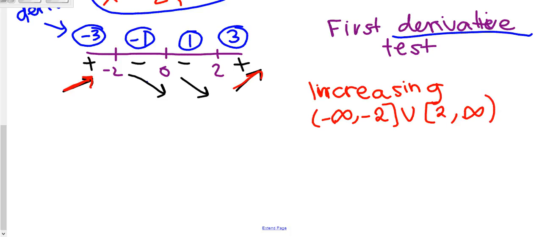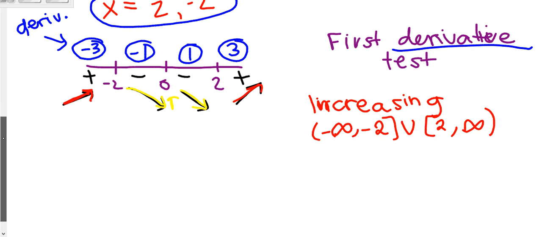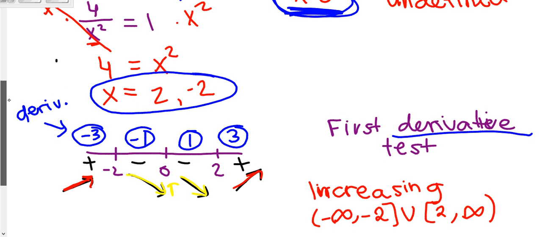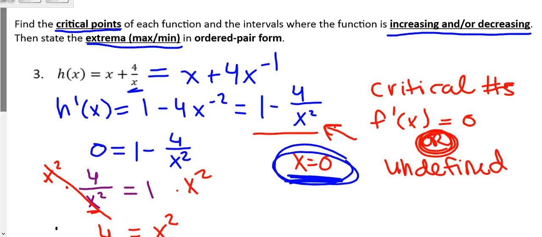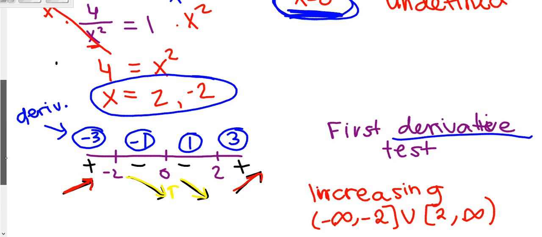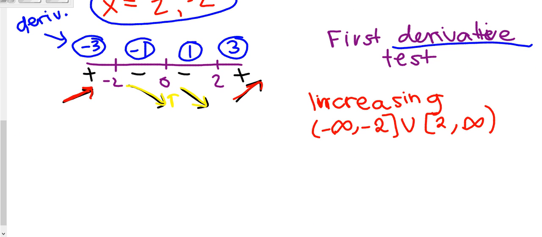Now let's look at decreasing. We have two sections that are decreasing, and they are connected. But something does happen at 0. My derivative does not exist. That means something in my original function is happening. If I look at my original function, I have an x in the bottom. My original function is not defined there either. So I don't have any graph there. So I cannot say that it is decreasing or increasing. So I have to skip over 0.